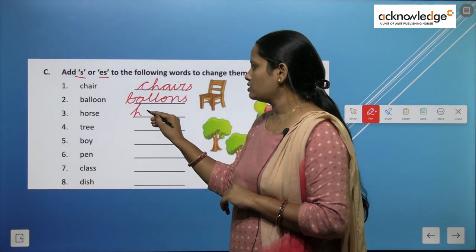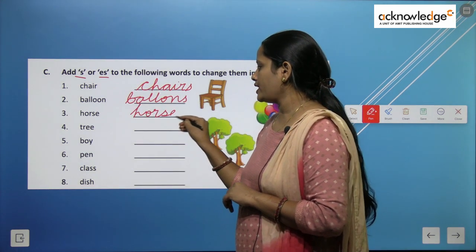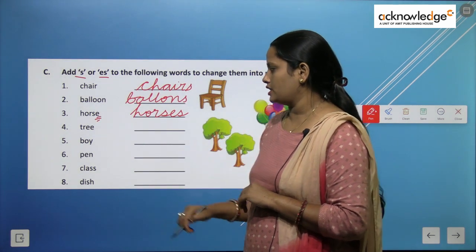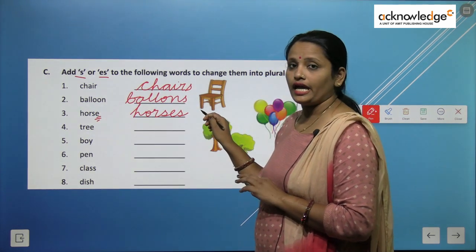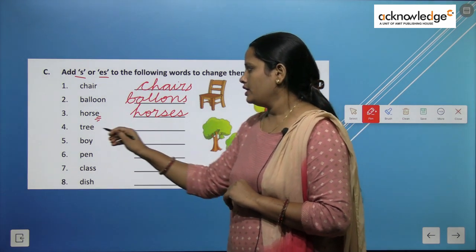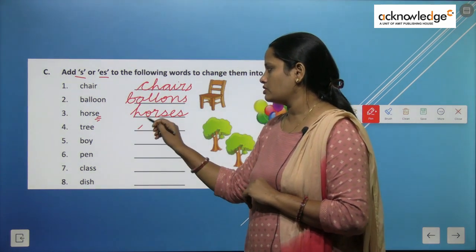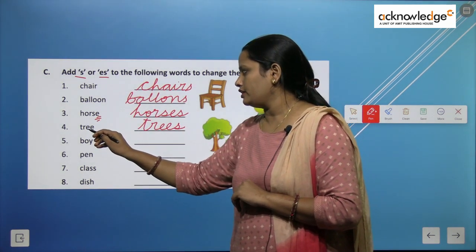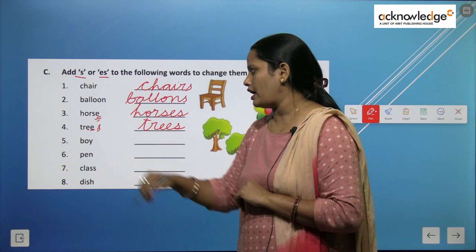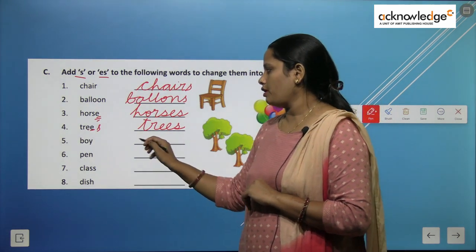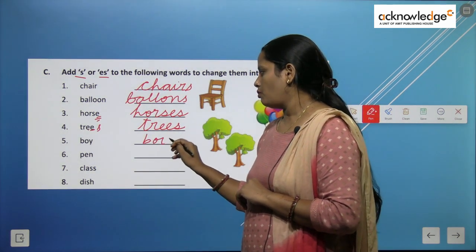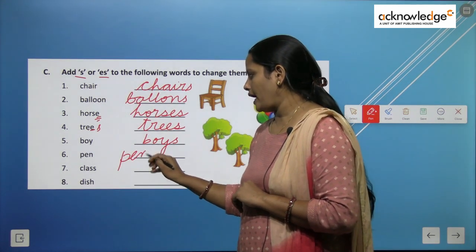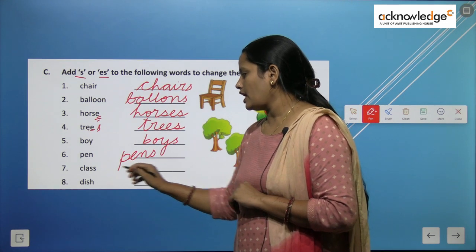Horse becomes horses. Okay, already here E is there. So we are adding only S to it. Okay. Next is tree becomes trees. We have already E is given, so we have added only S here. Boy becomes boys. Pen becomes pens.